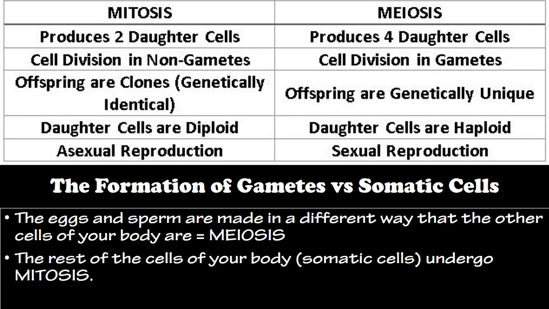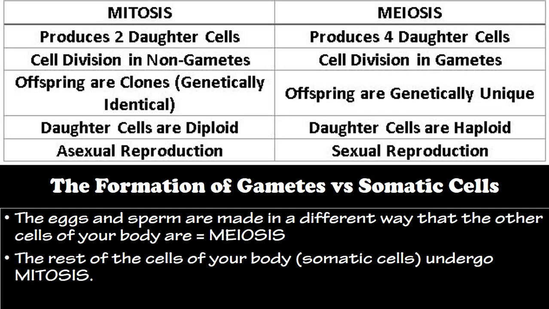In mitosis, one parent cell will produce two daughter cells. In meiosis, one parent cell will yield 4 daughter cells. Mitosis is used for non-gamete cells or somatic cells. Meiosis is used for gametes, which are the eggs and sperm. In mitosis, the daughter cells or offspring are genetic clones of the parent. In meiosis, the offspring or daughter cells are genetically unique from the parent cell.